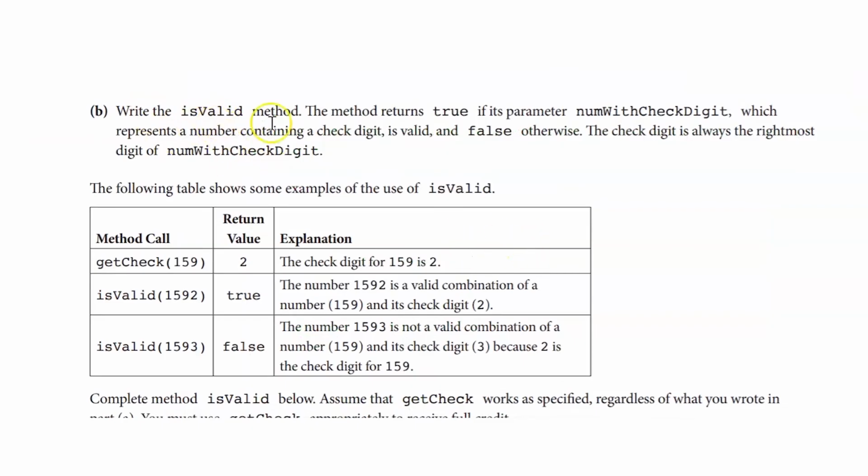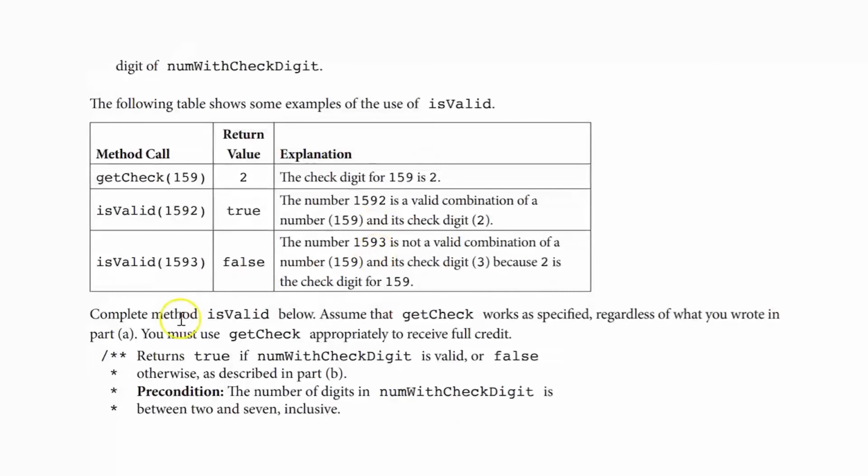So here's part B in our description of the free response question. You notice here that it says complete method isValid below. Assume that getCheck works as specified. getCheck is the method we wrote in part A, regardless of what you wrote in part A, so we can just assume that that works. And then it says you must use getCheck appropriately to receive full credit. Right? So what that means is we don't necessarily have to use getDigit and getNumberOfDigits, the other two helper methods, but we do have to use the method we wrote in part A.